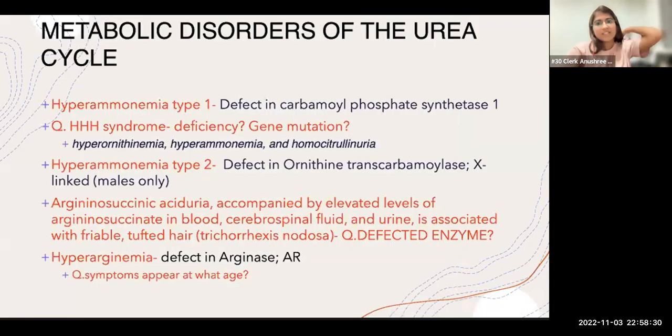So these are the questions for you over here. We are almost at the end. Just one more slide left. So, the metabolic disorders of the urea cycle we discussed. Hyperammonemia type 1 is the defect in the first enzyme, and the first enzyme is CPS1. It's the most severe one. Can anyone tell me which of the following, 1, 2, 3, 4, and 5, would cause the most severe hyperammonemia problem? There are two.